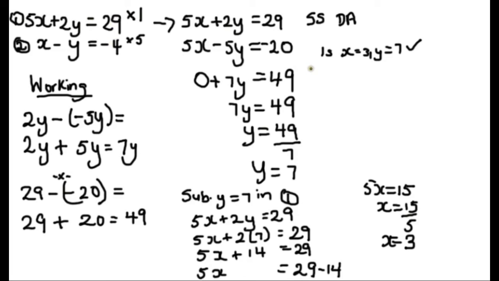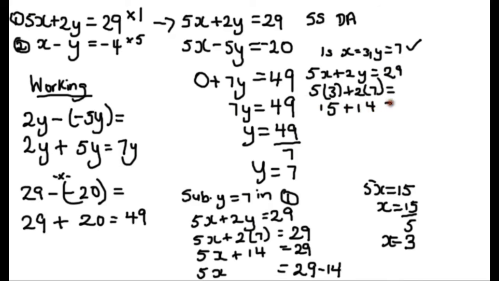So substitute in again, 5x plus 2y equals 29. We worked out that x is 3 and y is 7. So 5 times 3 plus 2 times 7 equals 15 plus 14, which equals 29. And that is correct. And putting it in the other one, x minus y equals, and x is 3, y is 7, 3 minus 7 equals minus 4. So it is correct.